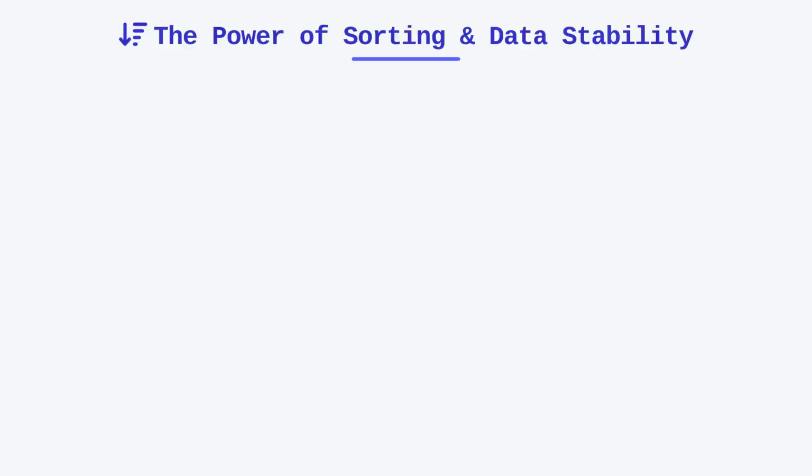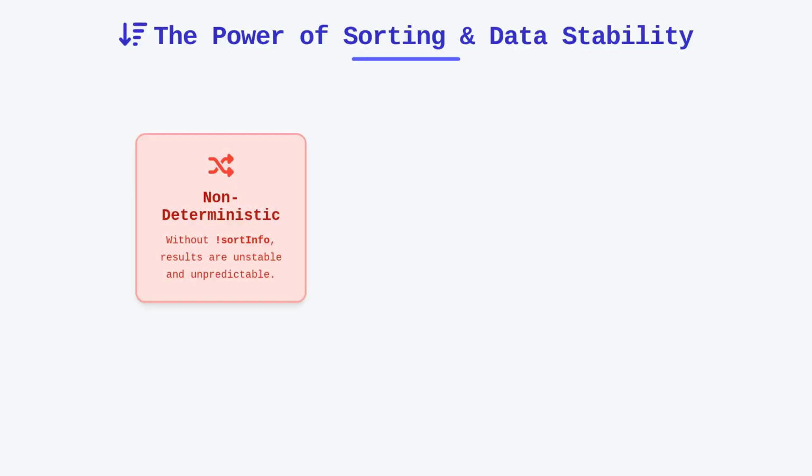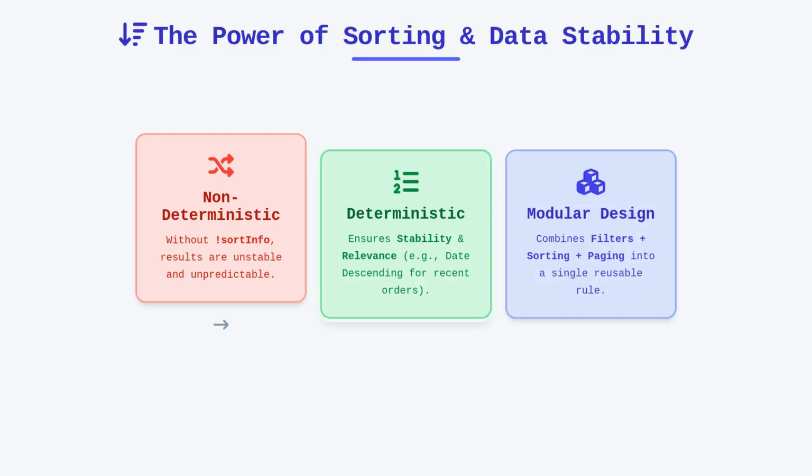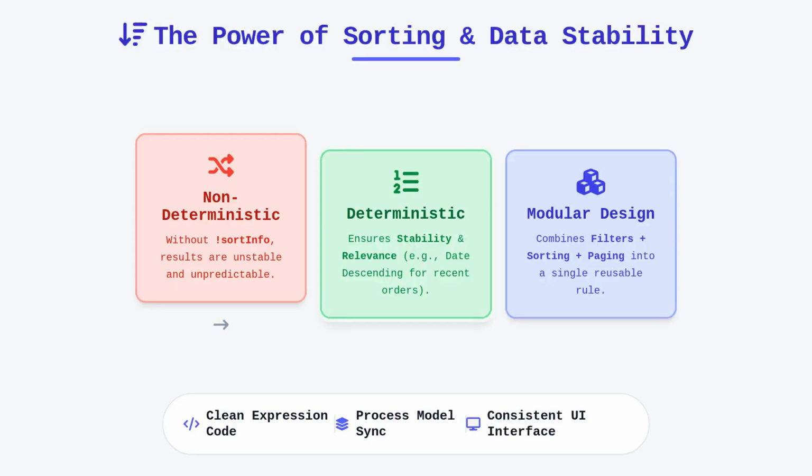Sorting also plays a critical role in how the end user interacts with your application. A query without explicit sorting is non-deterministic, meaning the order of results might surprise you or change unexpectedly. By utilizing a sort info, you provide stability to your data displays. If you are retrieving a list of recent orders, sorting by the date field in descending order ensures the most relevant information appears first. This is particularly vital in UI components where a user might be searching for their last transaction. Combining filters, sorting, and paging into a single query constant or rule keeps your expression code clean and maintainable.